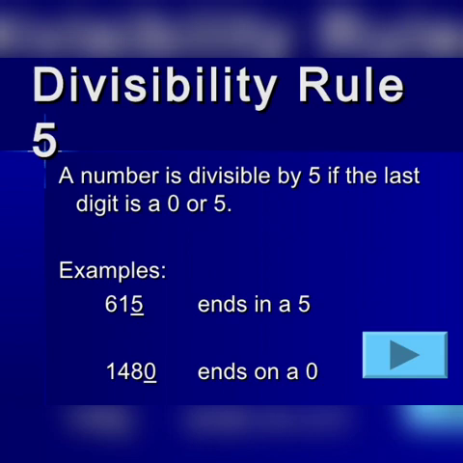Next example is 1480. The last digit is 0 here. So as per the rule, if the last digit is either 0 or 5, then the whole number will be divisible by 5. So 1480 is also divisible by 5.